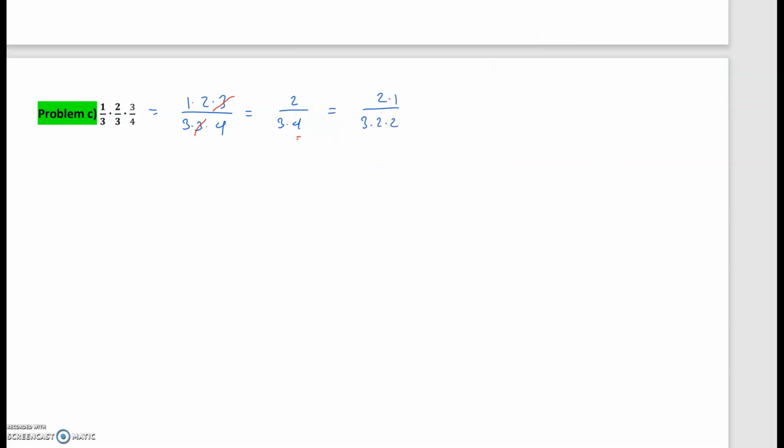And then remember that on the numerator, you still have a 1. So this 2 can cancel with that 2. And we're going to be left with 1 over 3 times 2, or 1/6. That would be our final answer.